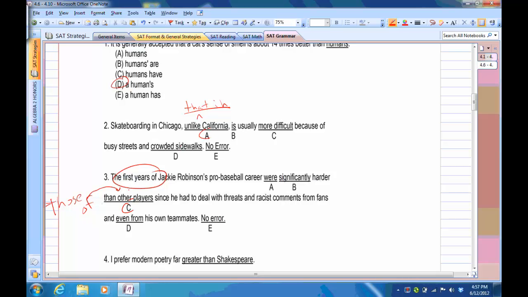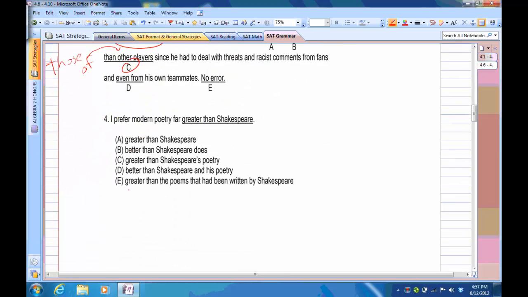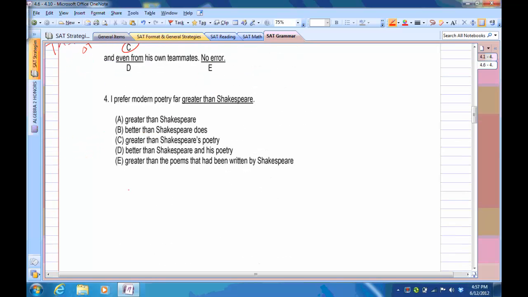So that'd be C. And again, number 2 is A. So we have A and C for 2 and 3. Then for number 4, again we have a problem.